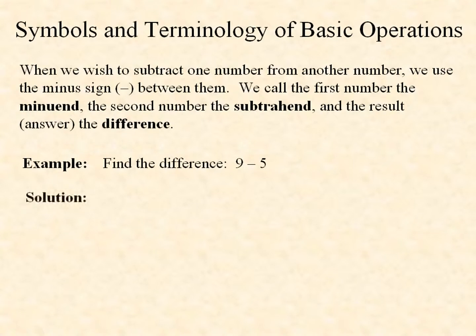Well, 9 minus 5 is 4. Difference just means we subtract. The symbol gives it away. The 9 is the minuend, the 5 is the subtrahend, and the 4 is the difference.